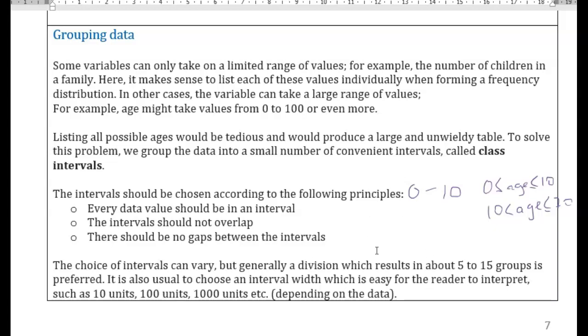Okay, so if we were doing age, we're doing 0 to 100, 10 categories is fine, or 10 intervals. So 0 to 10, going up in groups of 10 would be easy to interpret. But if we went in groups of 2, it would just be silly.